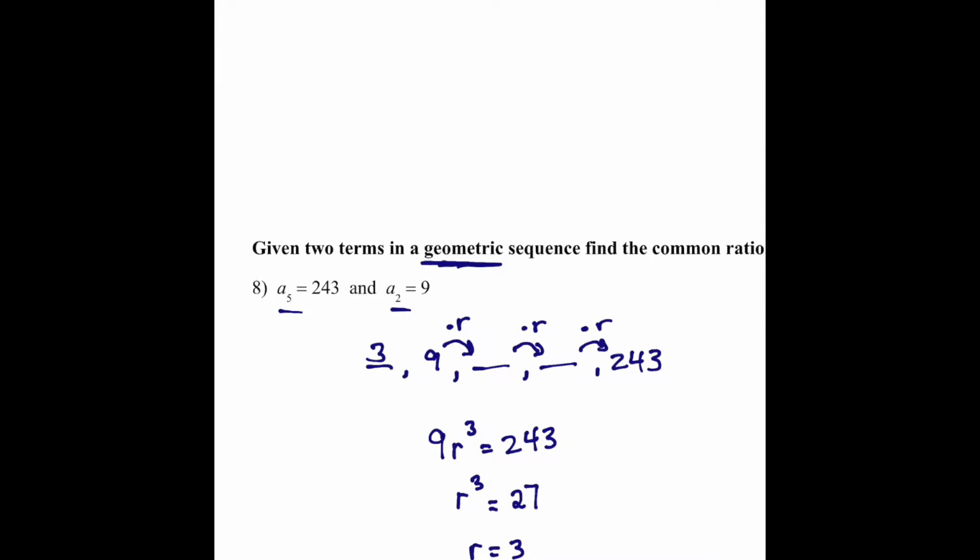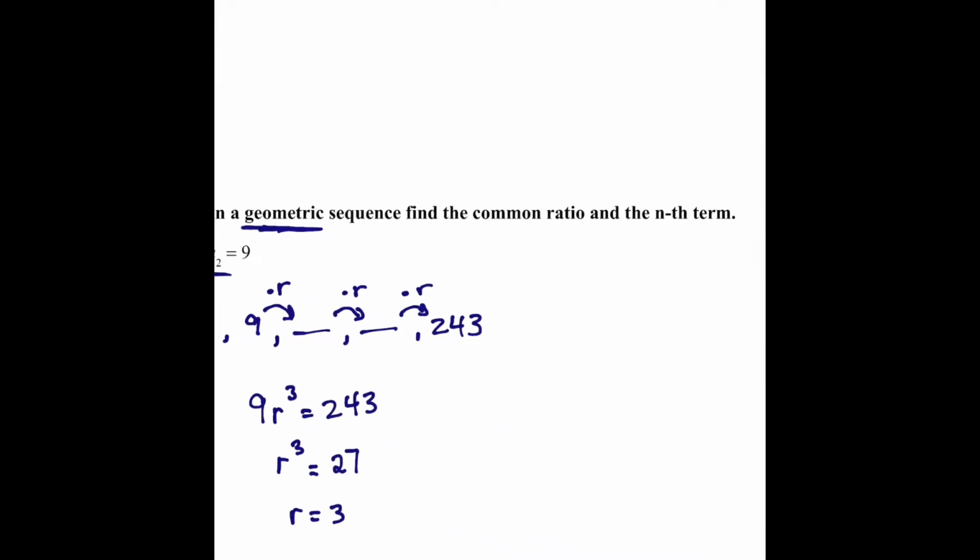And we want to know that first term because in order to find the nth term, the formula for the nth term of a geometric sequence is first term times the common ratio to the power of n minus 1.